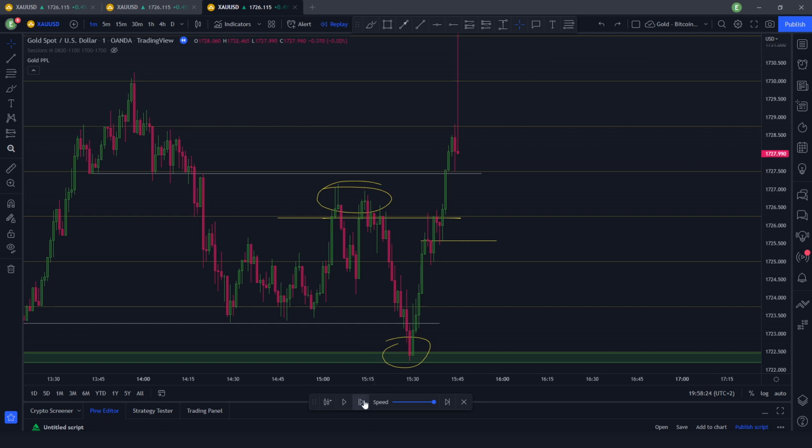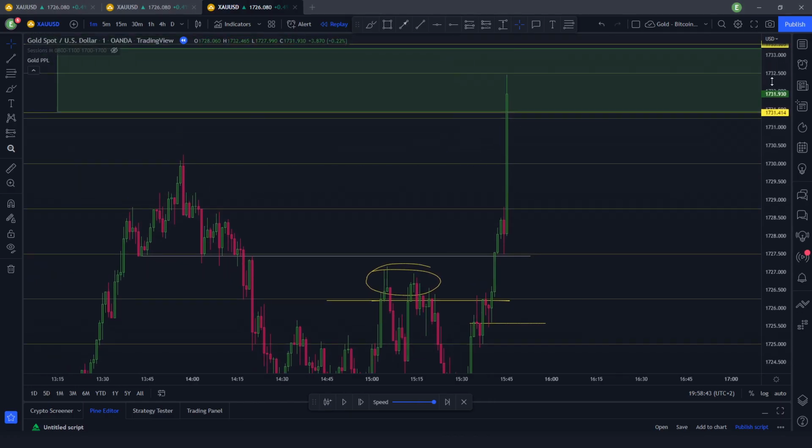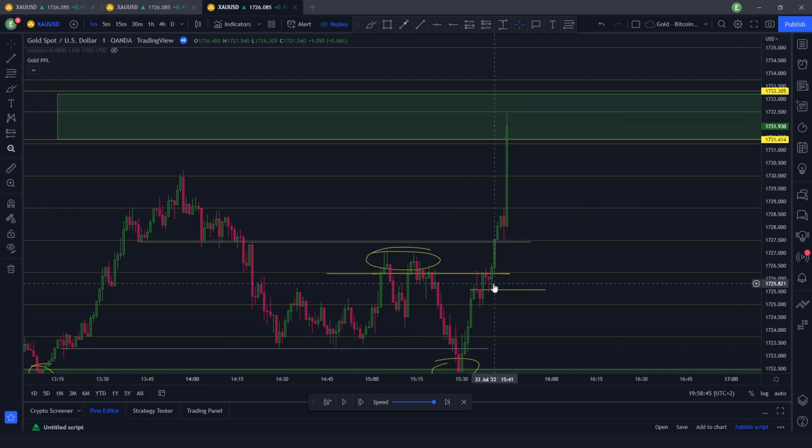Okay, and this one is exactly, if you remember, the time, that is 15:45. I told you, bad report. So that's why this one was very bullish for gold, and that's exactly what happened. Price went, broke and went immediately to this next supply.